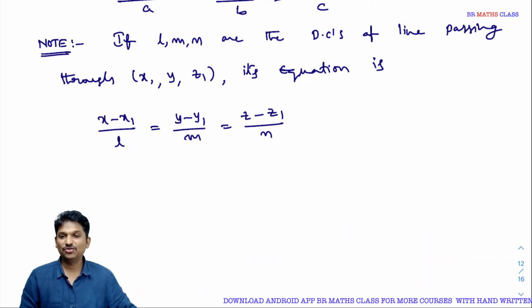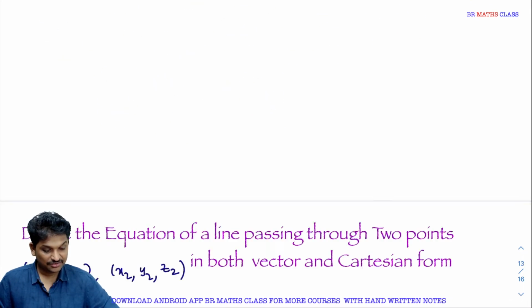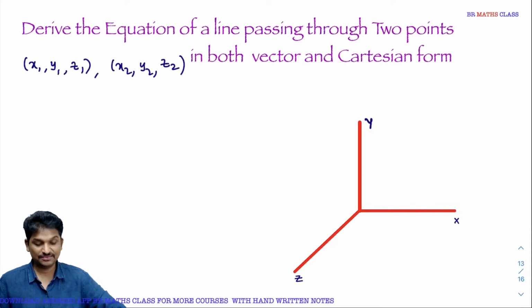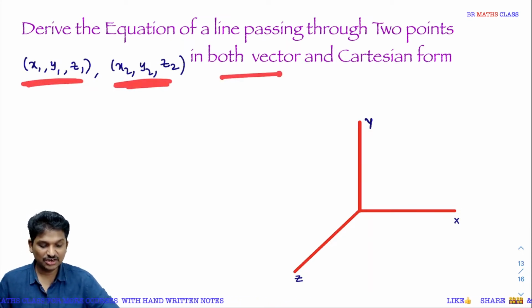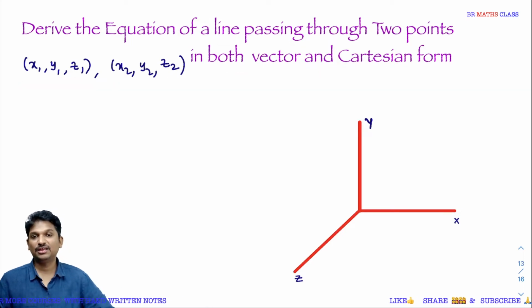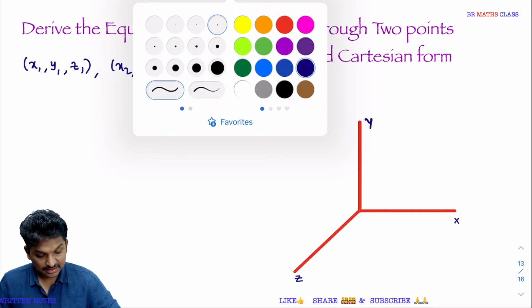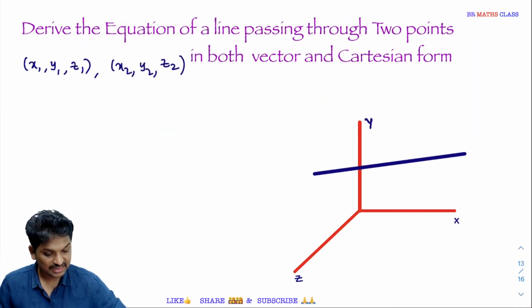Right. Now we'll do the second one. Derive the equation of a line passing through 2 points x1, y1, z1 and x2, y2, z2, in both vector and Cartesian form. Here also we are finding a line equation. We are finding one line equation. The line is like this.